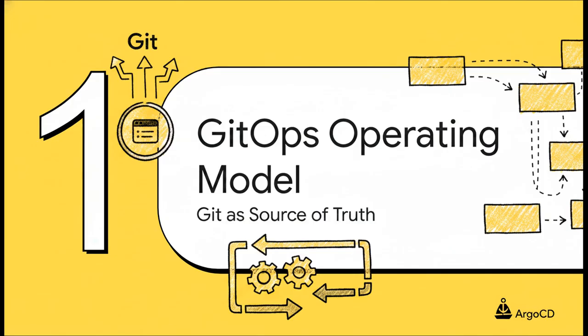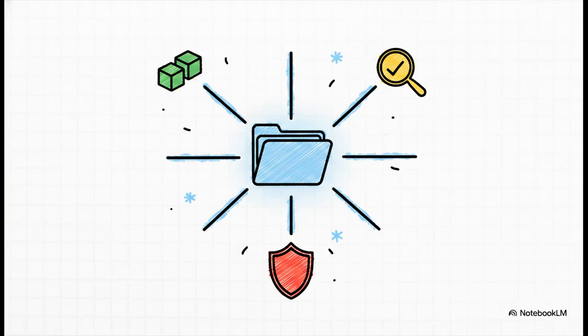Let's lay down the theoretical foundation here. GitOps has fundamentally transformed how we handle infrastructure management, and the core philosophy is brilliantly simple. It is all about treating Git as the absolute, unquestionable, single source of truth. Actually, scratch that. It's not just a source of truth, it's the only source of truth.